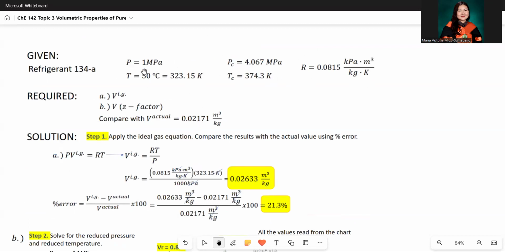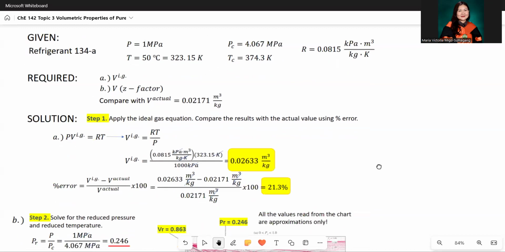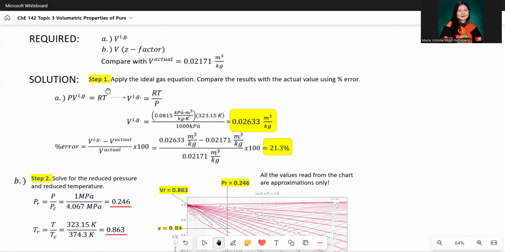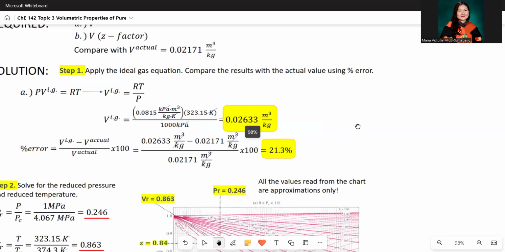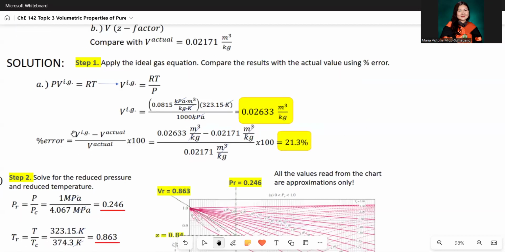So these are the given values and the required: V from the ideal gas, and the gas V using the compressibility chart, compared with the experimental. I like the way I solved this before. There are steps. So step 1, we apply the ideal gas equation. Substitute the given values and we'll get the ideal gas volume. Percent error is V ideal gas minus V actual over V actual, and the percent error is 21.3%.